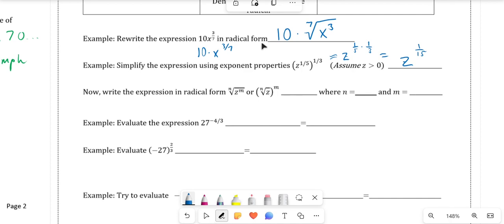We're going to do, it says write the expression in radical form. Okay, well, the top number is only 1. So if I want this to be 1, my m is going to be the top number, so that's 1. And n, the bottom number, is 15. And so let's just write that. This is the 15th root of z to the 1st power, which we could just write as z.